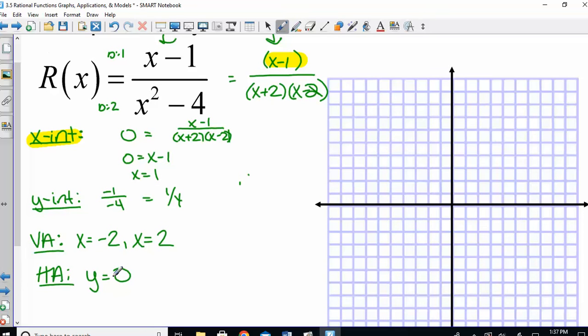Alright, that's all the information I'm going to ask you to find. Now I want you to put it on the graph. So intercepts, those are just points. We hit the x-axis at positive 1, the y-axis at positive 1/4. Asymptotes we draw as dashed lines. So we have a vertical one at positive 2 and negative 2, and a horizontal at 0. Okay, you'll notice there is a point on my horizontal asymptote. That's okay. You can cross through a horizontal asymptote in the middle, so we haven't done anything wrong here.